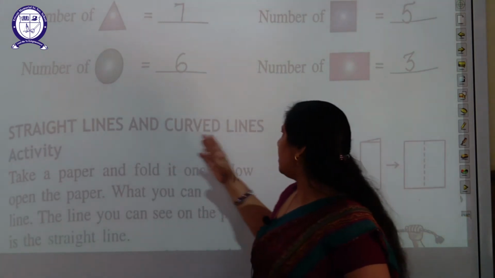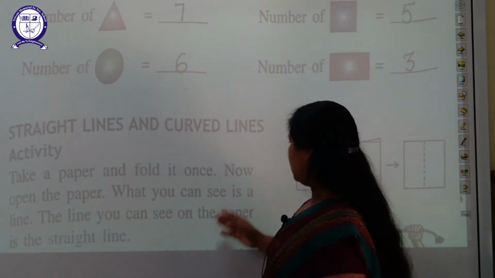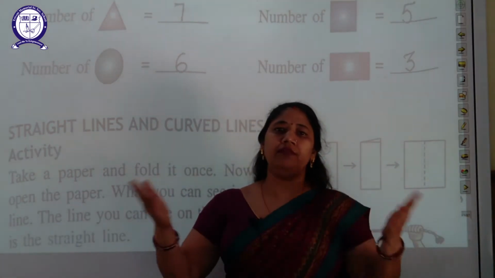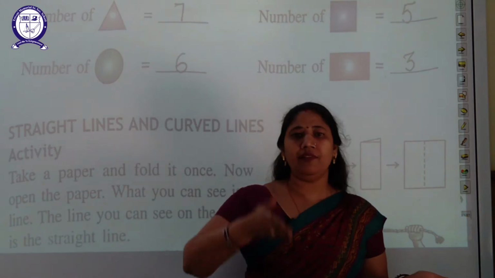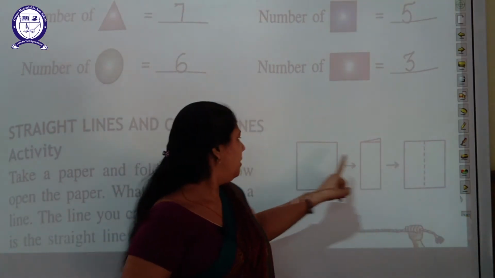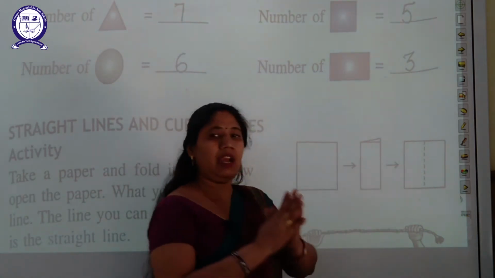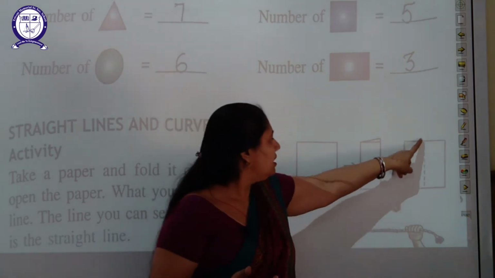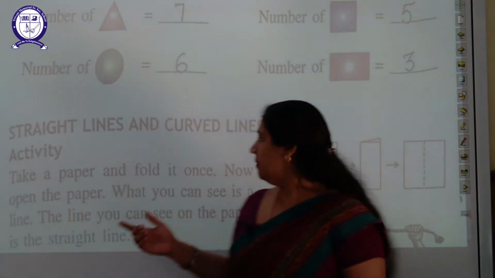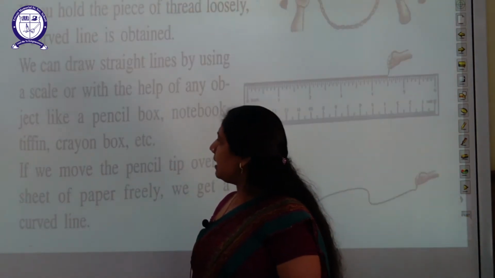Straight lines and curved lines. So take a paper and fold it once. When we open it, we see there is a crease like this. We take a paper, fold it, and when we open it, we see this is a crease. So it is a straight line. Okay, so that is a straight line.